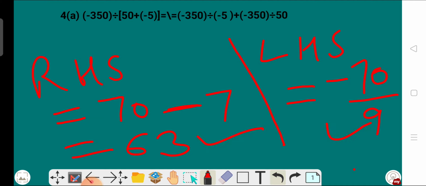Both are different. So we can say that left hand side is not equal to right hand side. So from here we can say this is verified that left hand side is not equal to right hand side. So this is the solution of your fourth question A part. Try to do the B part of fourth question by yourself. It is same as like A part.